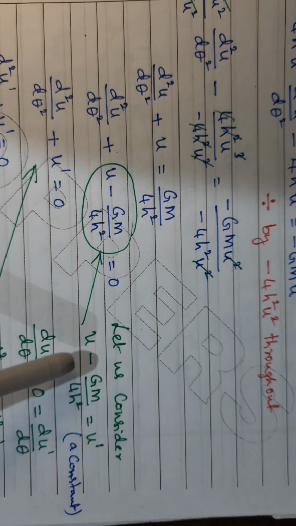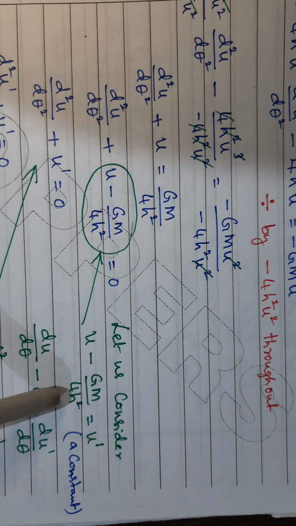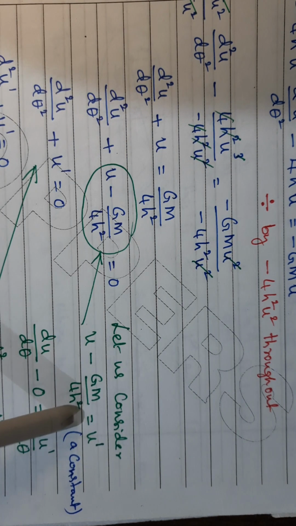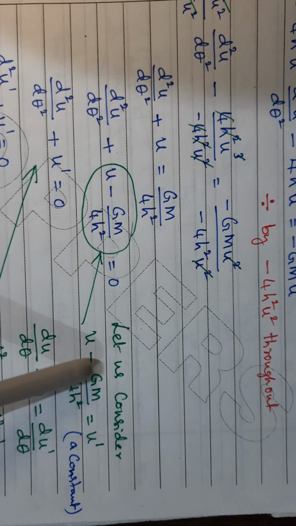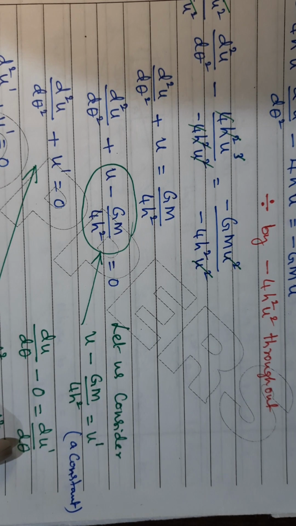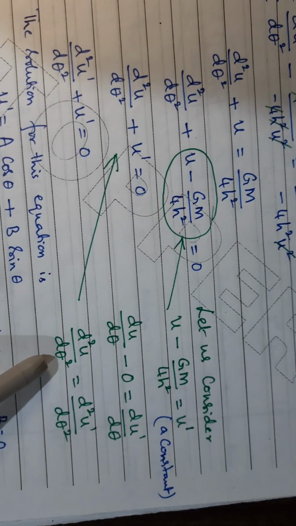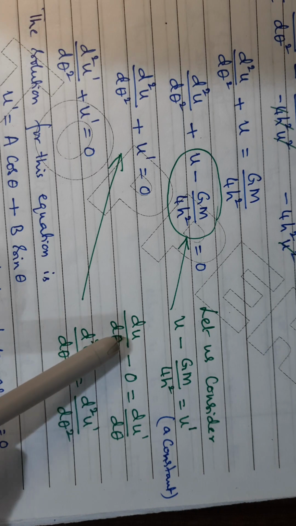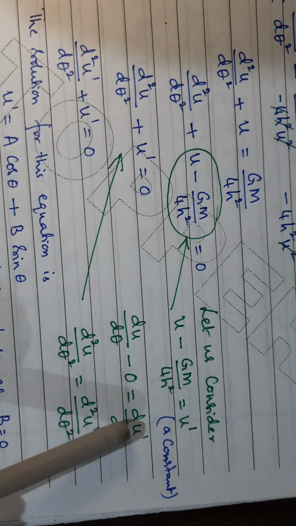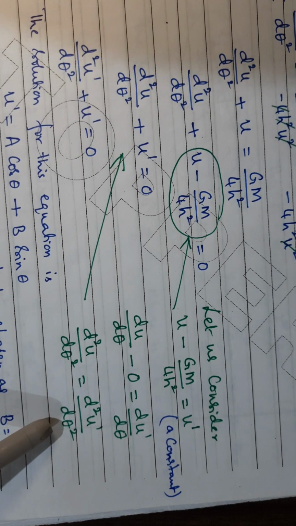Now, going back here, we know that u minus GM divided by 4h square is equal to u dash. Differentiate this with respect to theta. du by d theta, it is pure constant. Differentiation of a constant is equal to 0, which equals du dash by d theta. Again differentiate with respect to theta. This one, second order derivative. d square u by d theta square is equal to d square u dash by d theta square.